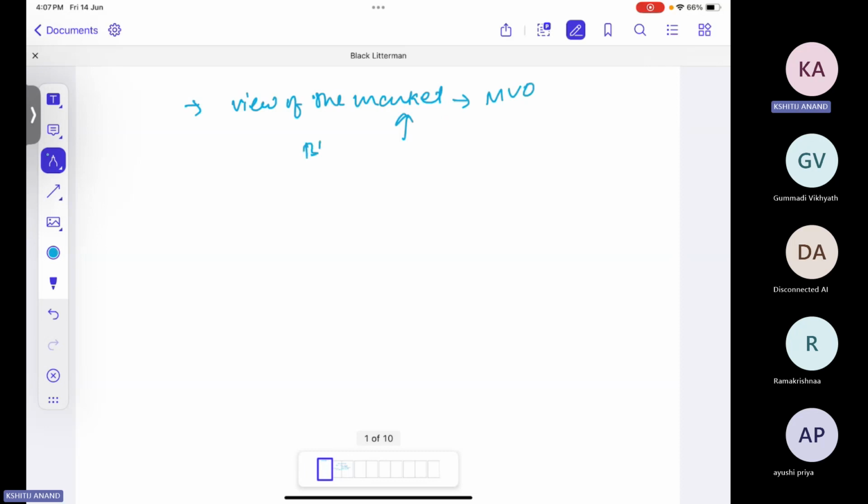So the Black-Litterman model allows you to use this view to tilt your portfolio, okay. Got it?